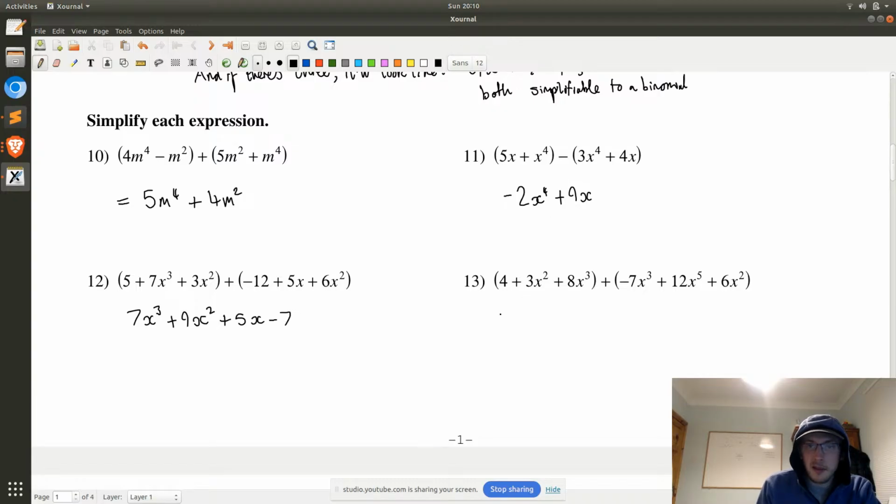Here, fifth power first, 12x to the 5. Cube terms next, x cubed terms next. 8x cubed, take 7x cubed, so that is a single x cubed. 3x squared add 6x squared, okay, 9x squared. Okay, and finally 4. Now check everything.